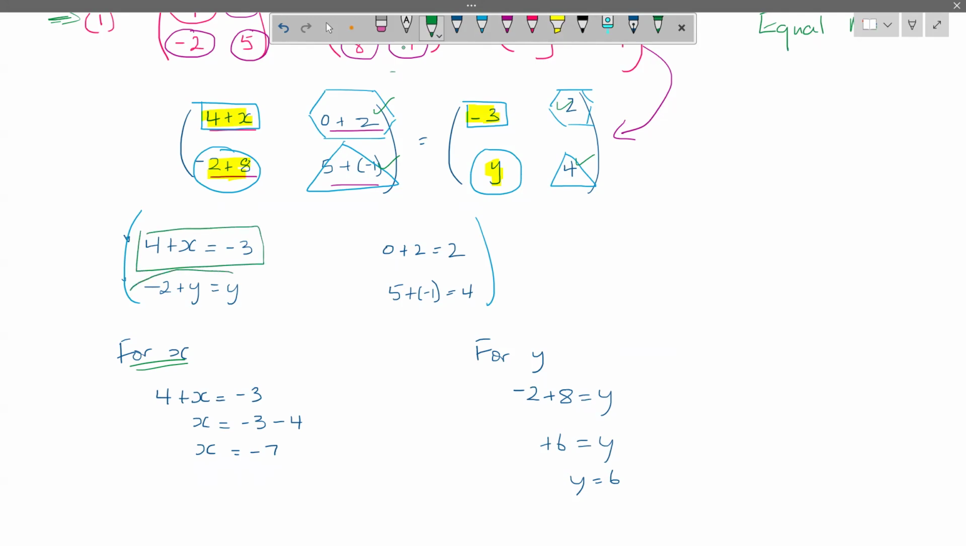And for Y, -2 plus Y is equal, sorry, -2 plus 8 is equal to Y. That's how we're working out for Y.